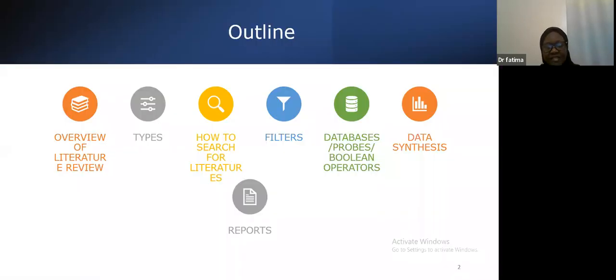So qualitative evidence synthesis is just like a systematic review, a meta-analysis that we know. But systematic review and meta-analysis is for studies that use quantitative research methods, while qualitative evidence synthesis is for studies that use qualitative research methods of data collection. So the outline of my presentation would be an overview of review, the types, how to search for articles, what to use, and then how to write the report.